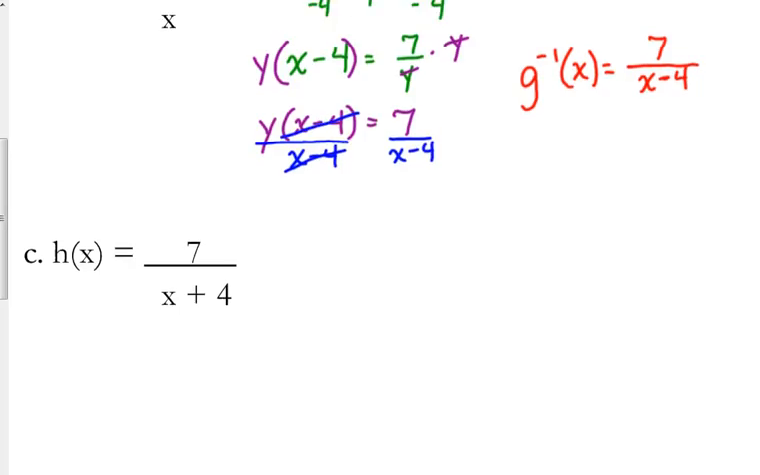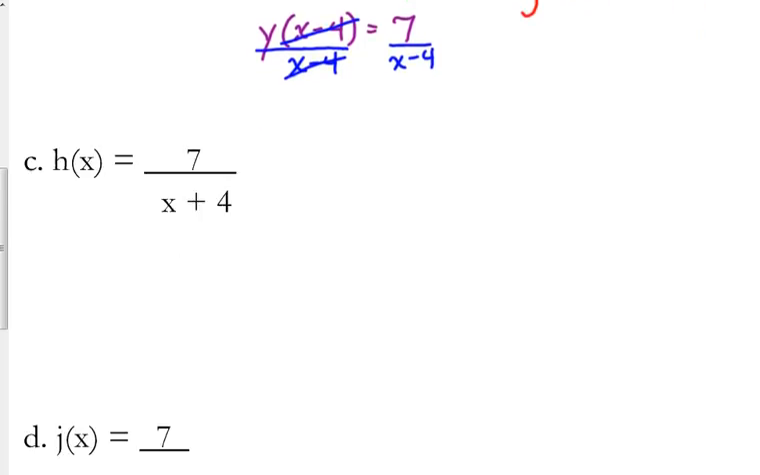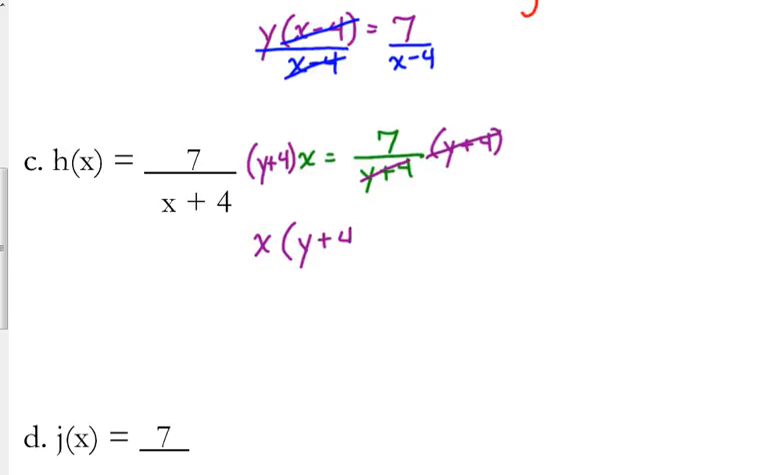Let's do a couple more like this. H of x equals 7 over x plus 4. So switch x and y. X equals 7 over y plus 4. We've got to get y by itself. It's stuck in the denominator right now, so we've got to get it out of the denominator by multiplying both sides by it. We don't distribute. We leave it the way it is. So x times y plus 4 is equal to 7.